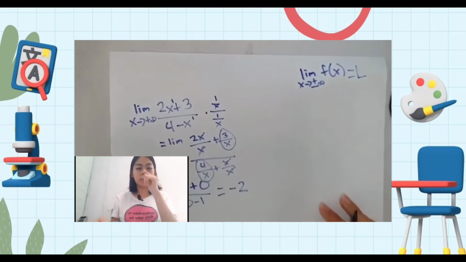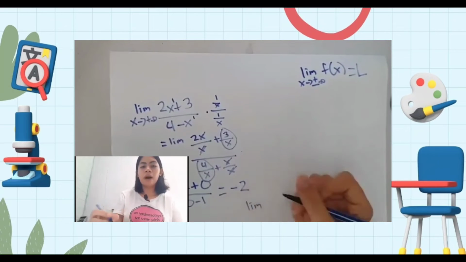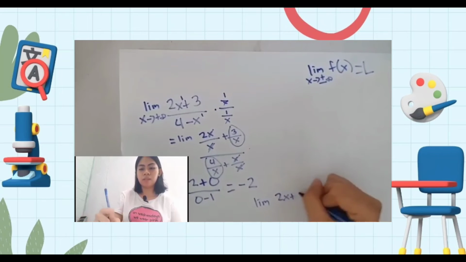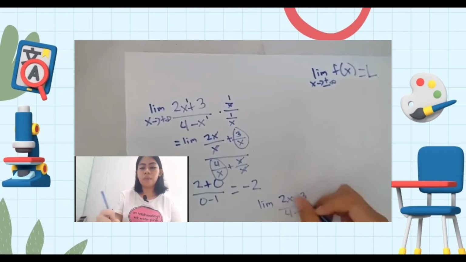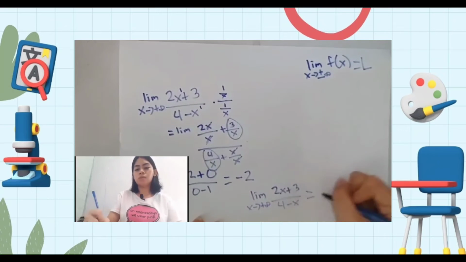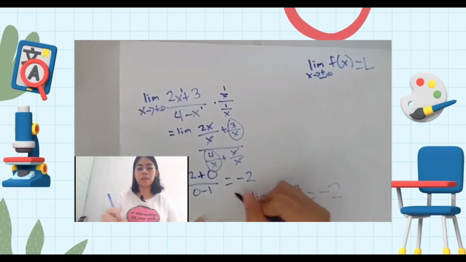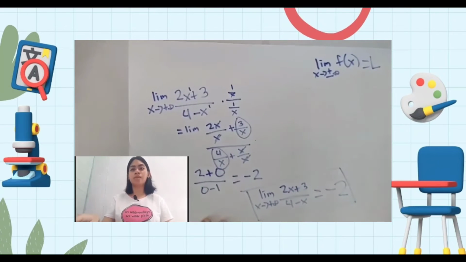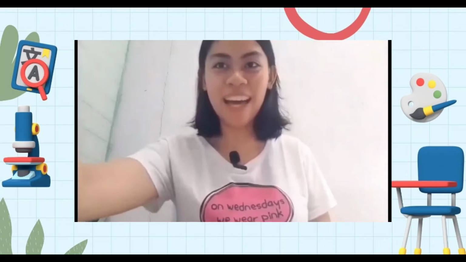So ang final answer natin dito is limit of function of 2x plus 3 over 4 minus x as x approaches positive infinity is equals to negative 2. Ayan ang ating final answer. So ayun lang. Sana may natutunan kayo sa first equation na na-compute natin.